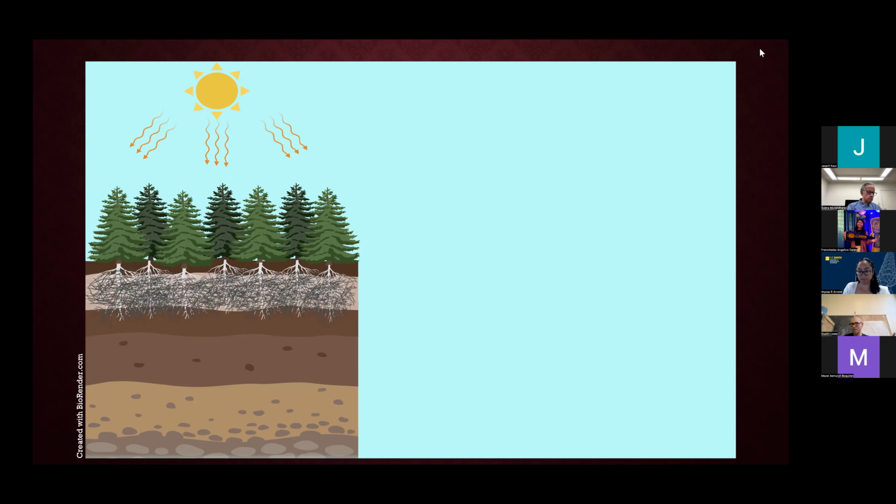The sun beats down, the plant takes up the photons, photosynthesis, all that good stuff. So in return for the photosynthate that the fungi receive from the plants, the fungi will funnel things like phosphorus, water, and nitrogen into the plant. So it's a true symbiotic relationship.